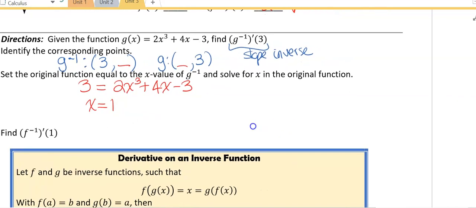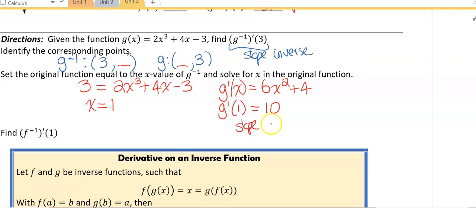Now what this allows us to do is take the original function and find the derivative. So we get 6x squared plus 4. Then if we find g prime of 1, we get 10. So now we have the slope of the original function g at the value 1. So we can find the slope for the inverse by doing the reciprocal. So this should actually say g inverse prime of 3, because that's what they asked us for here. That then becomes the reciprocal, 1 over 10.